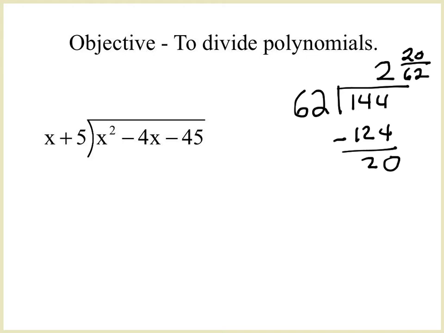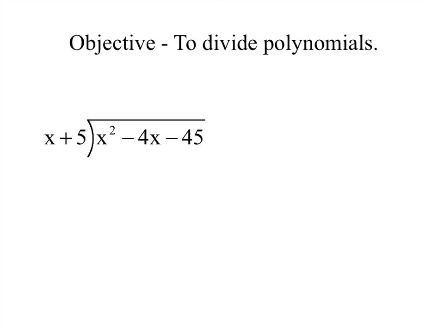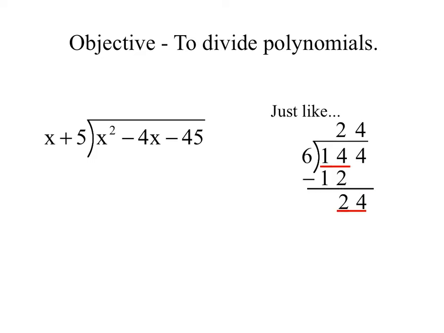We're going to do the same thing when we get a remainder when dividing polynomials. We'll take our remainder and we'll put it over the divisor. Now keep that on hold for a few minutes, and let's start with our polynomials. So the first thing I have to say to myself is, what do I have to multiply x by to get the first term in the dividend?